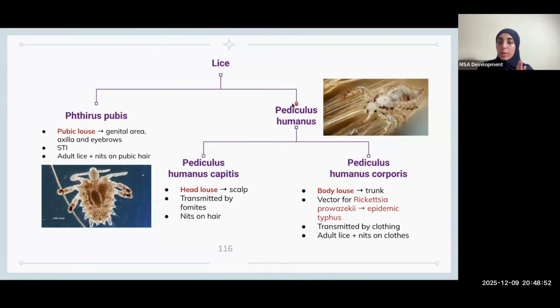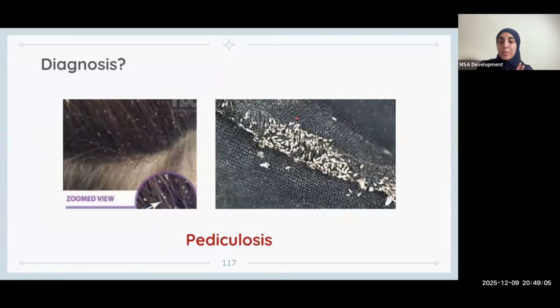They both fall under Pediculus humanus, but one of them is on the head, one of them is on the body, but they're both Pediculus. Okay, the pubis one is Phthirus. The head and scalp are Pediculus, right? So this is pediculosis, the scalp and the body. This is on the clothes. Remember, it's not on the body, okay?